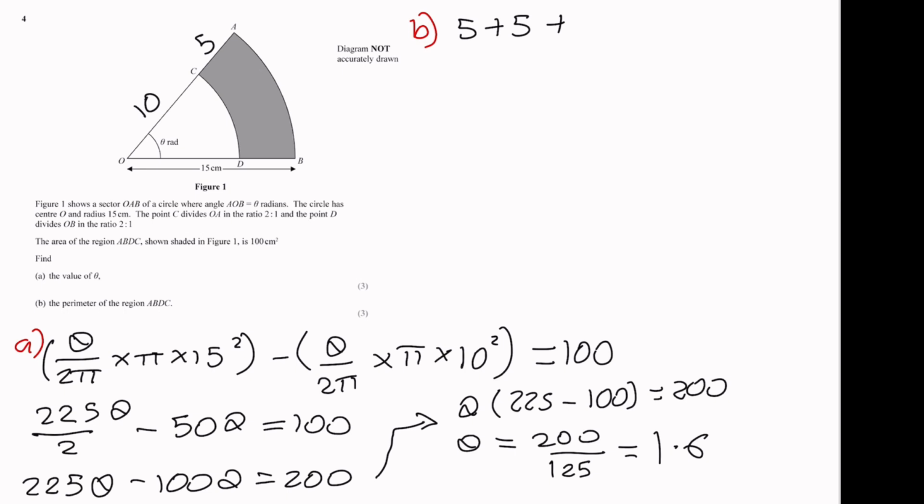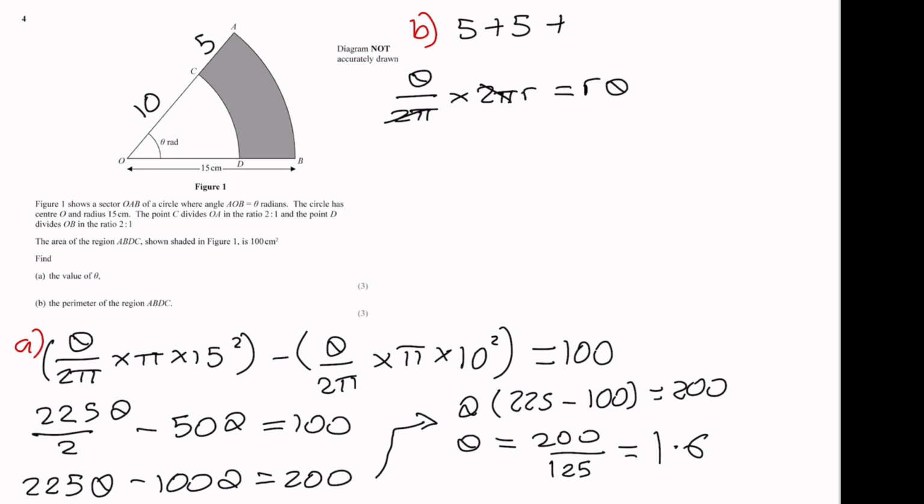Now the arc length is the proportion of the circle, which is theta over 2 pi, multiplied by the circumference of the circle. The circumference of the circle is pi d, or 2 pi r, and if you simplify this, you'll notice the 2 pi's cancel out, and the arc length is just r theta.